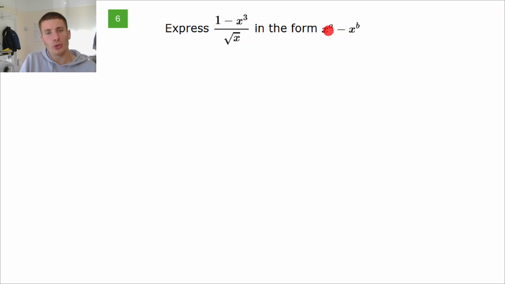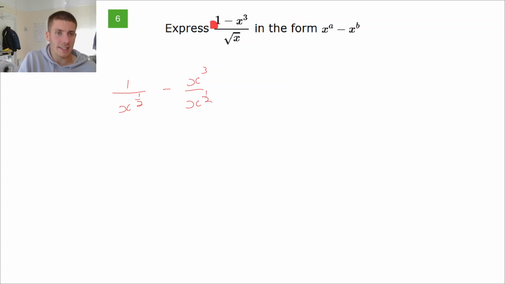Now, because you've got two separate parts we want you to write it in, let's rewrite this as 1 over root x take away x cubed over root x. Let's write this as 1 over, and I like to write the root parts in terms of indices because we're working with indices here. So root x is the same thing as x to the power of 1 over 2. And we can write take away x cubed over root x, again, with x to the power of 1 over 2.